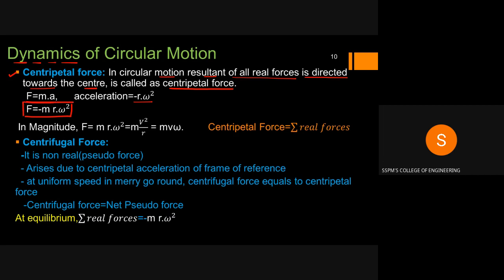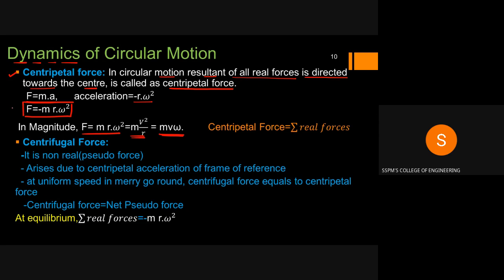So just the magnitude, we can write as mr omega square, or we can write mv square upon r. If you replace omega by v upon r, then we will write mv square upon r, or mv into omega. Okay, so here we get three equations for the centripetal force. One is mr omega square, second is mv square upon r, and third equation is mv into omega.